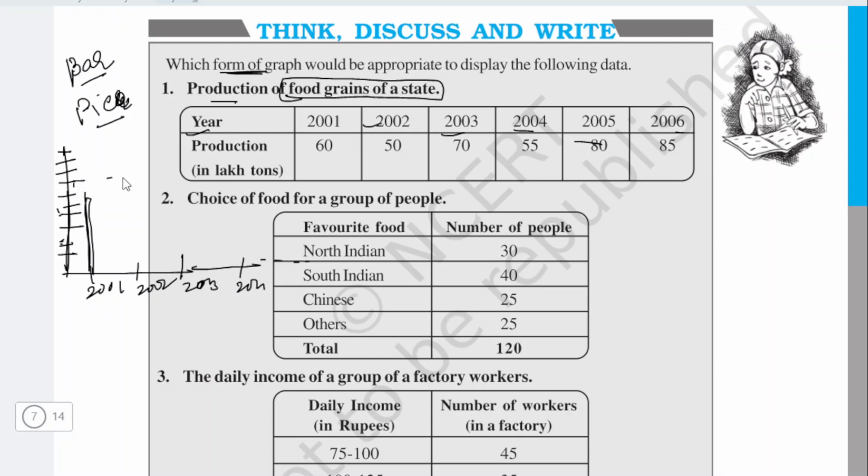So it will be here, 10 down. So we will draw a bar here. For 2003, it is 70. So 10 up. So it will be on this one. So in this way, we have to draw the bar chart.